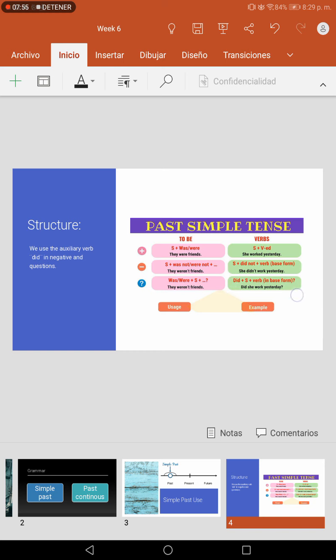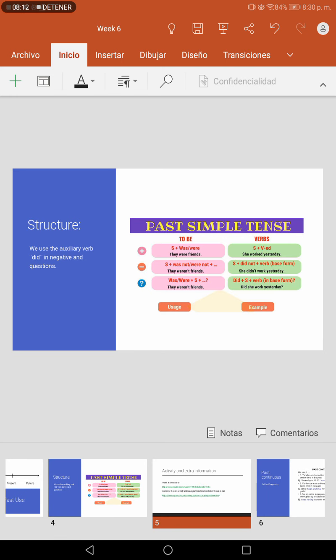Did she work yesterday? ¿Trabajó ayer ella? Trabajó. ¿Por qué lo traducimos trabajó? Porque el did ya le está dando esa connotación en pasado. Did she work yesterday? ¿Trabajó ayer? So this is the simple past.